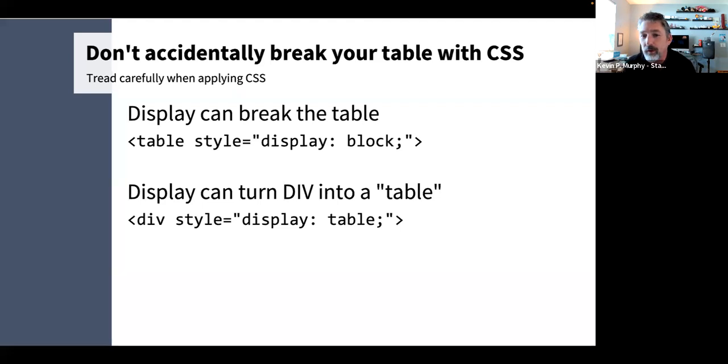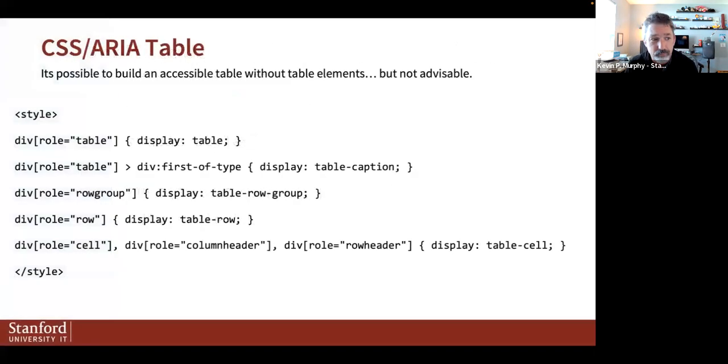How do you do that with CSS ARIA table? I don't have time to do the entire explanation here, so I'm just going to show it to you. This is the CSS that generates an accessible table without table elements.